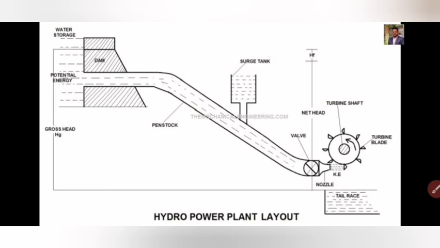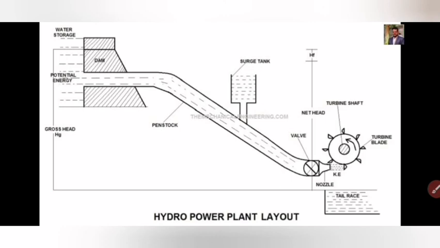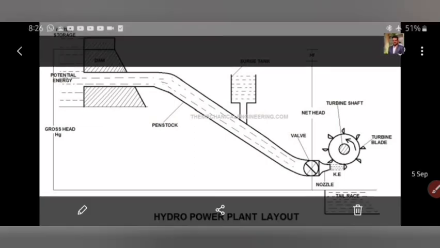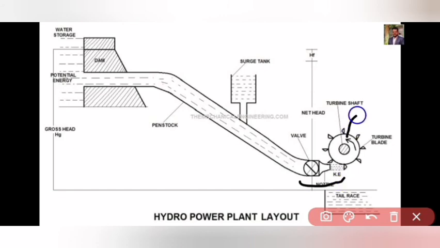So we have discussed all things about the dam, penstock, the turbine, and so on. This is all about this hydropower plant. I hope you have understood the simple things about a simple hydropower plant with the help of this layout: how the potential energy gets converted into kinetic energy, then the kinetic energy is again converted into mechanical energy, then the mechanical energy gets converted into electrical energy with the help of the alternator.